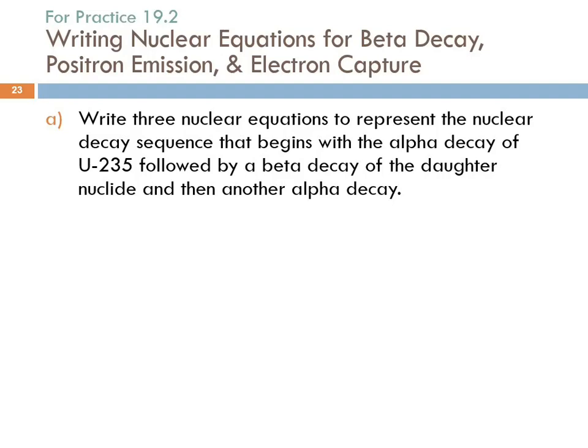So let's write 3 nuclear equations to represent the nuclear decay sequence that begins with the alpha decay of uranium-235, followed by a beta decay of the daughter nuclide, and then another alpha decay.